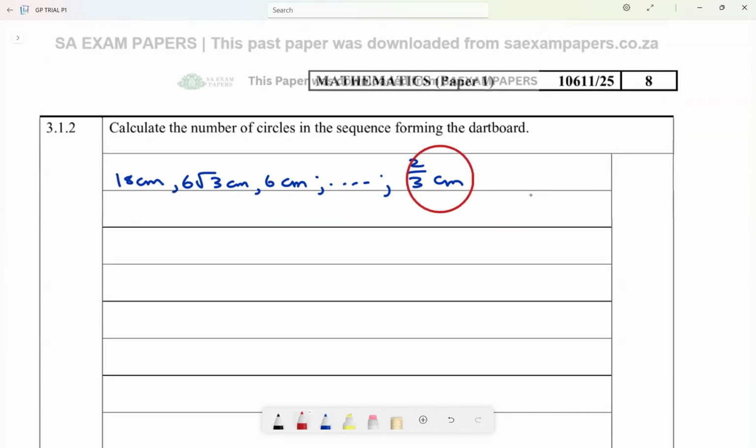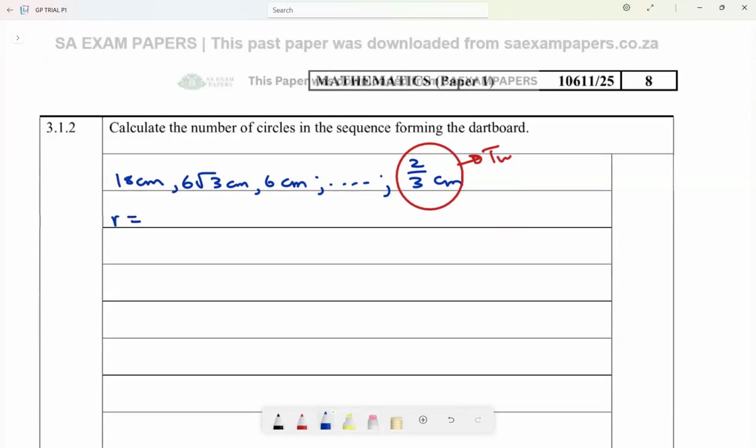Then they say calculate the number of circles in the sequence of the board. Remember, we have their respective radius. So remember the radius of the first one, the radius of the second one, the radius of the third one, and all the way we have the radius of the last one in a circle. So I know already this. Remember, the last term is always Tn. Okay, the last term is Tn. So this is my Tn. So if I can find now the what? Let us find the ratio.